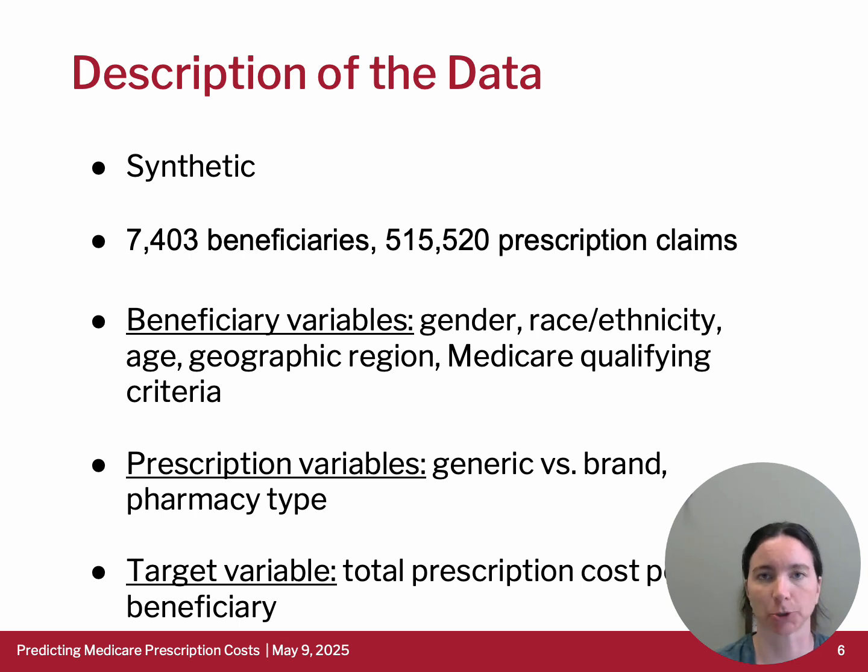The data we have is actually synthetic data, so it was created to be able to look at general Medicare costs without providing personal health information. We have 7,400 beneficiaries and just over 500,000 prescriptions for those beneficiaries. For the beneficiaries, we've got demographic data, including age, race, ethnicity, gender, and also some information about the geography for their residence in the US. And we have the reason that they qualified for Medicare, whether it was age or a clinical condition. We also know about the pharmacies, the prescriptions, whether they were brand or generic, and which pharmacy type they used.